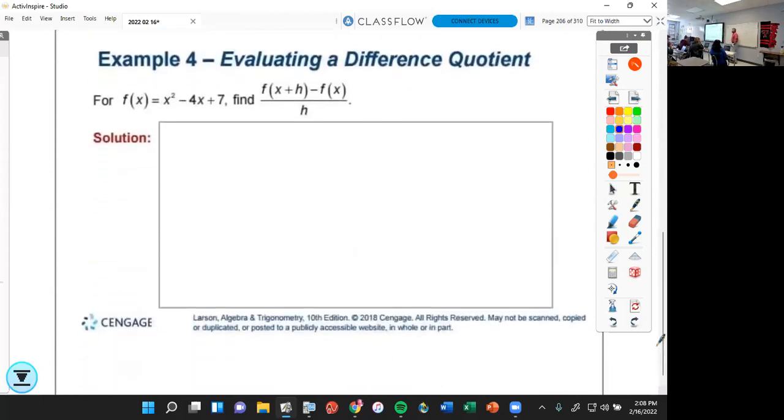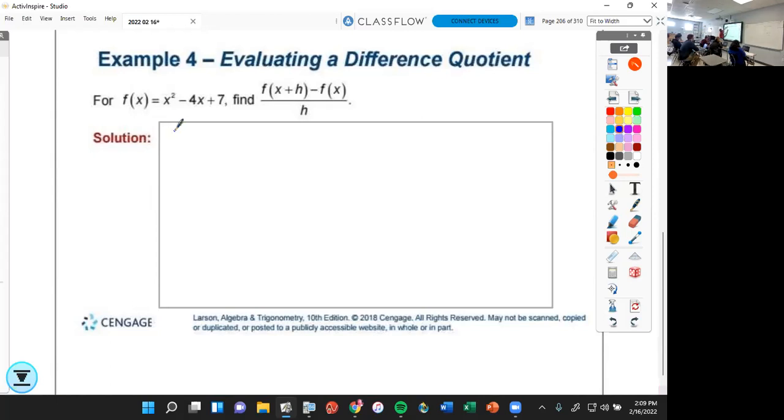Here is the problem, we're going to calculate the difference quotient. I'm not going to uncover what they've got, I'm actually going to work this one out for you. So to find the difference quotient, I'm going to take my function, x squared minus 4x plus 7. I'm going to plug x plus h into it. Then I'm going to subtract this function, dividing the whole thing by h. So let's look at what f of x plus h is.